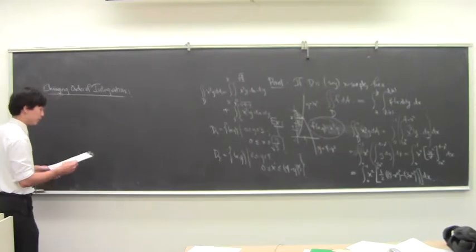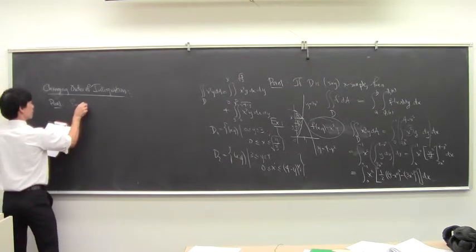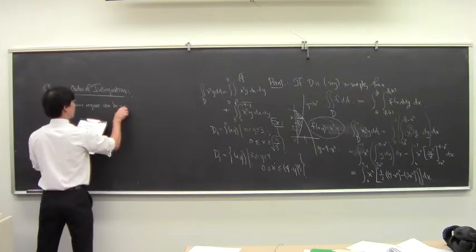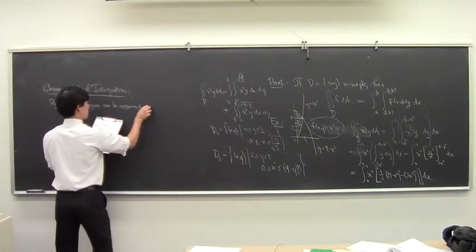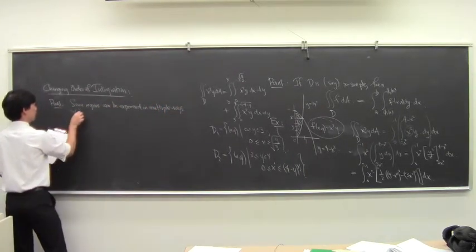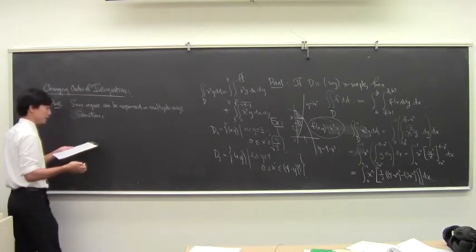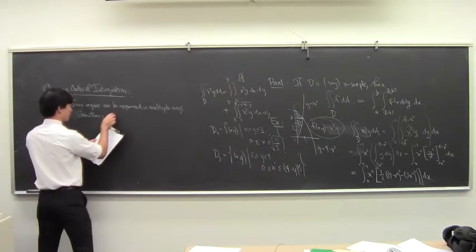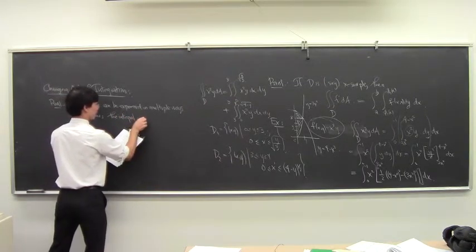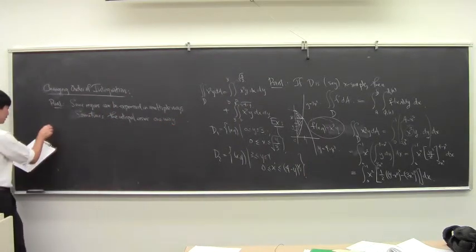Okay, so let me give an example. So here's the point. Some regions can be expressed in multiple ways. Often, or I should say sometimes, in this section, of course, it occurs 100% of the time. Sometimes the integral is easier one way. Okay. So here's the example.